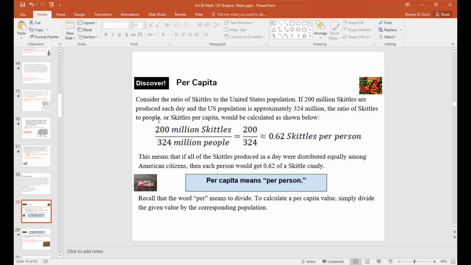And we also know that if we're saying Skittles per capita, it means per person, so I'm going to divide by the number of people. In this case, I notice that both of the units are exactly the same. They're both in the millions. That makes my life so much easier because I don't have to worry about putting these numbers into scientific notation. Since they're both the same units, they're going to cancel each other out. So if you remember the ratio, units cancel each other out. All I have to do is worry about the numbers. In this case, I get approximately 0.62 Skittles per person. So just under 1 Skittle per person per day.